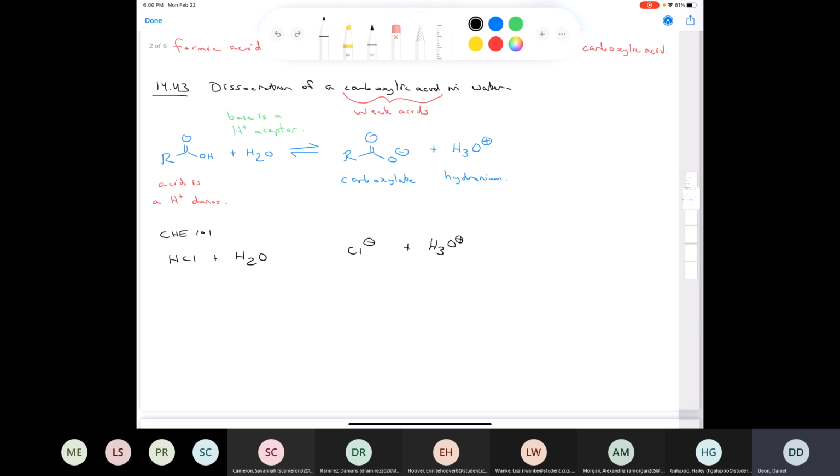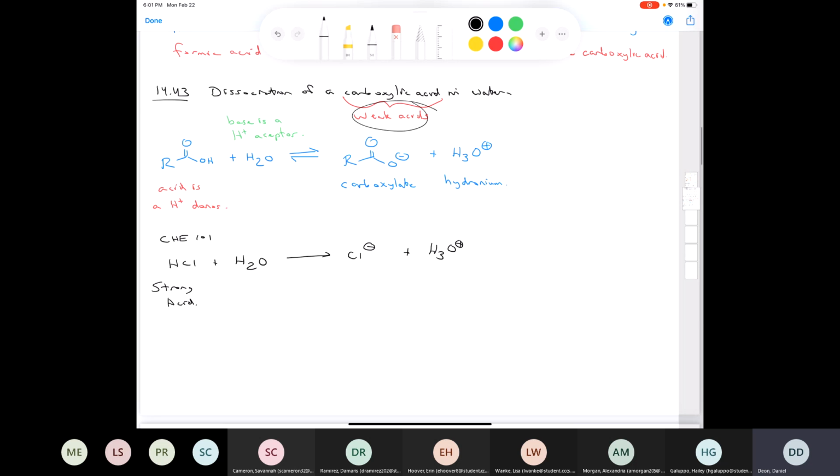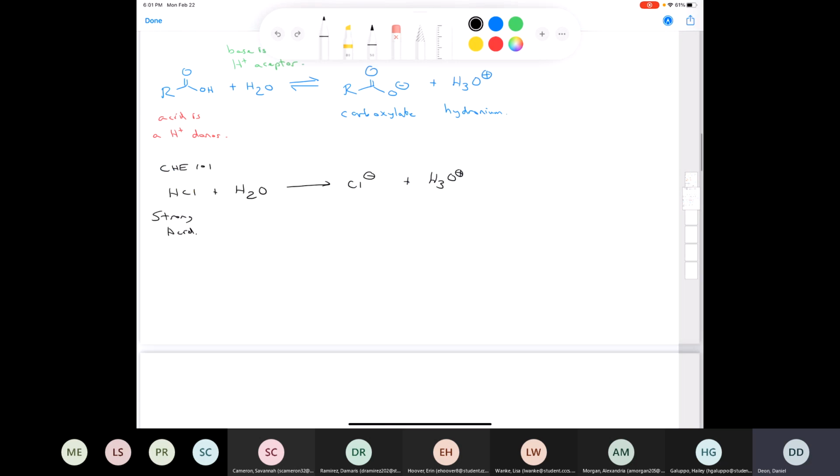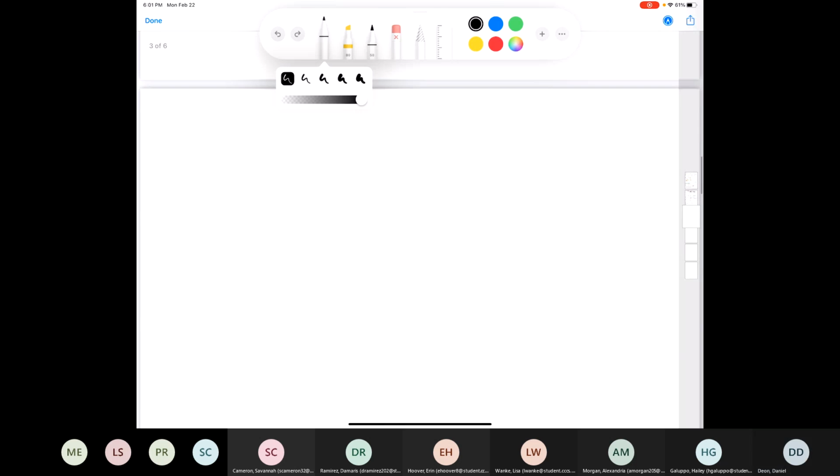The difference is the arrow that goes here. When you have a strong acid, the arrow is irreversible. It's in one direction. So that's the difference between a strong acid and a carboxylic acid, which is a weak acid. Okay, so that's the dissociation of a carboxylic acid in water. All right, this is where I wanted to go next: question 14.45.